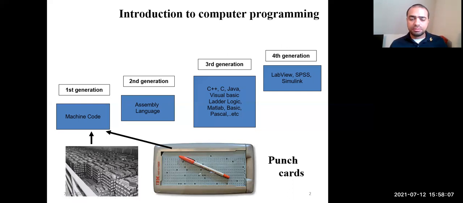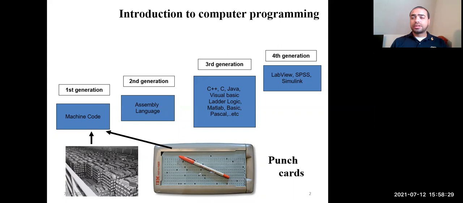It's going to contain a lot of errors because they have to type every zero and every one. And as you see, it needs a large amount of physical storage for storing a very small amount of data. So that was the first generation.